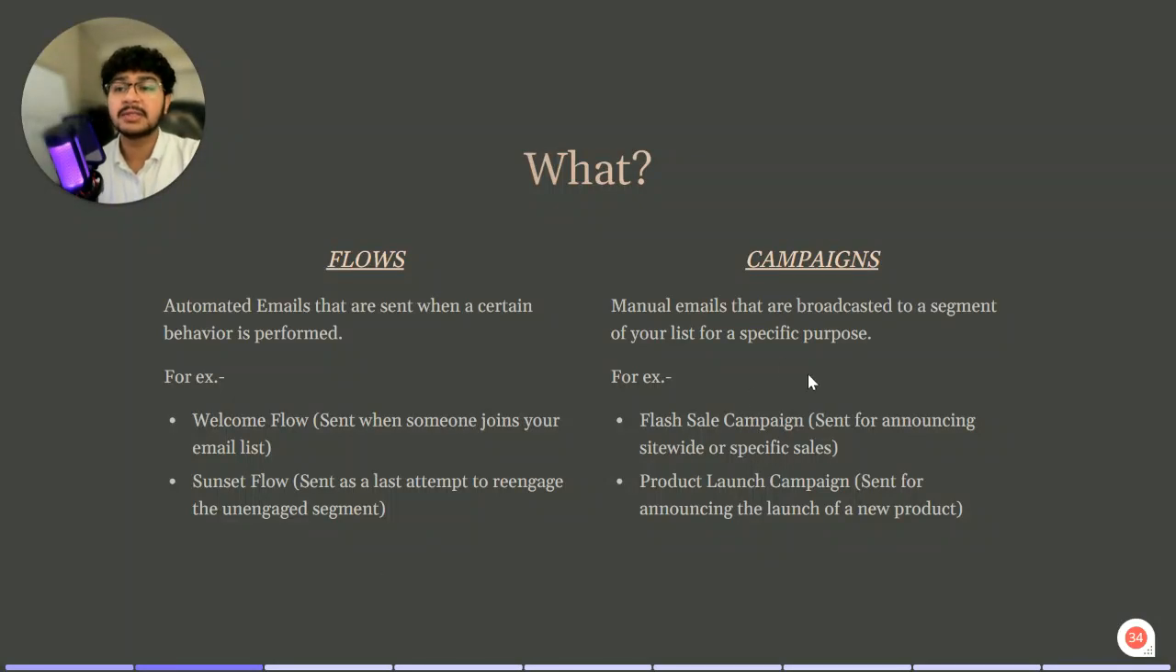Now, what are campaigns? Campaigns are the manual emails that are broadcasted to a segment of your list for a specific purpose. For example, most of the campaigns are sent to the engaged segment of your list, because the engaged segment drives better open rates, better click-through rates, and has a better ROI for the amount of emails you send and the amount of money you're going to spend on sending those emails.